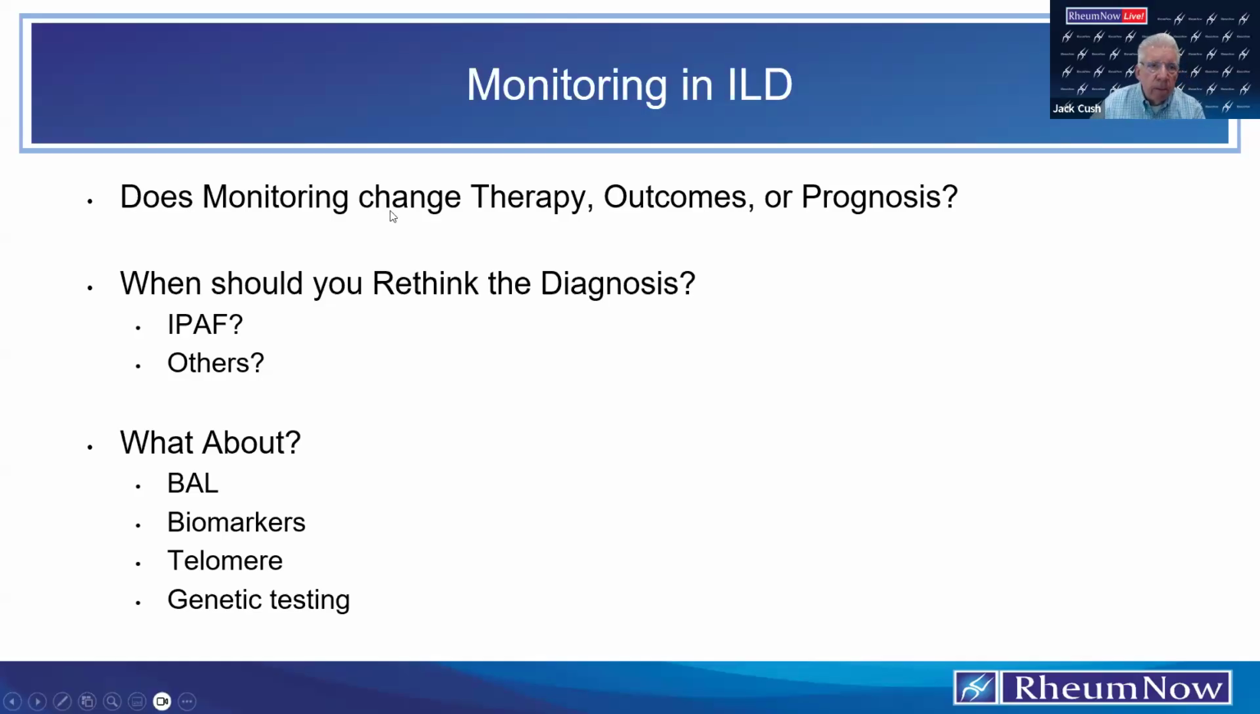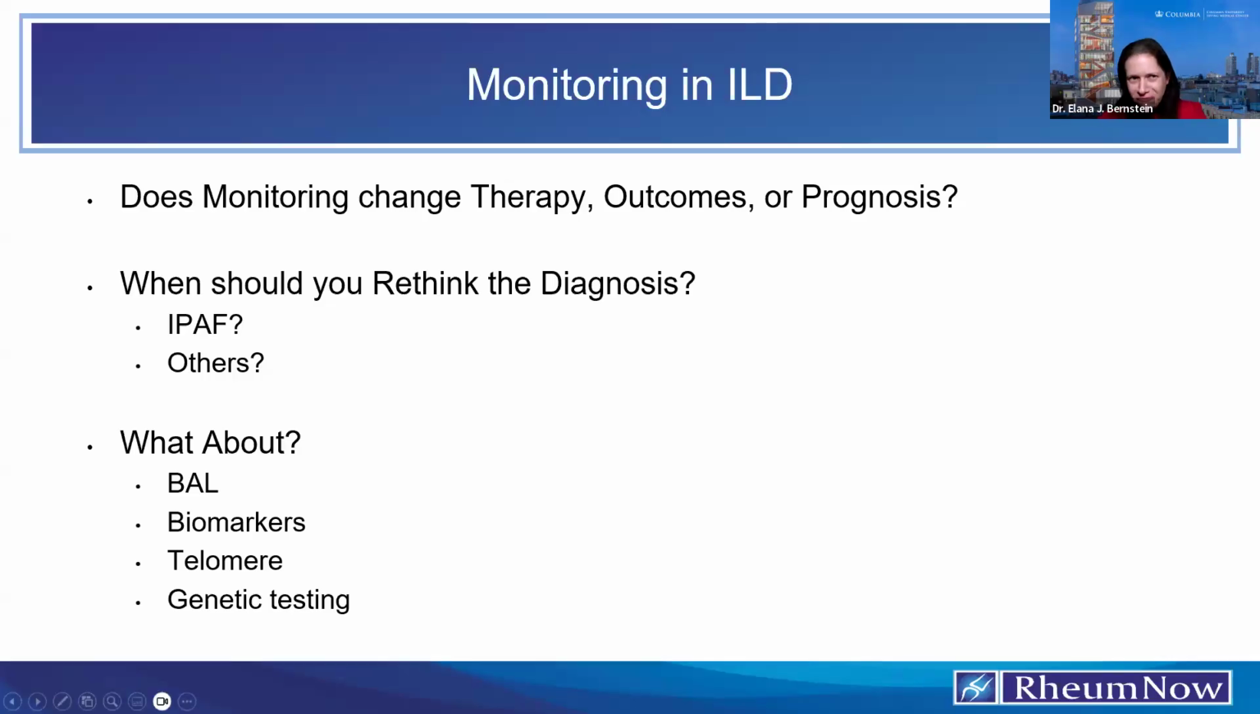Does monitoring, as we've discussed so far, do you do it because it changes therapy, or because it can change outcomes, or is it just for prognostic information? And then the second question is, in patients that we're managing with ILD, when, if ever, do we rethink the diagnosis? Other than in IPAF patients who are on their way to maybe some diagnosis, where that's mainly a research construct. So who wants to take a stab at these?